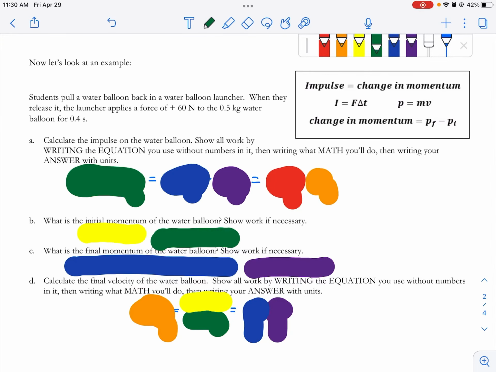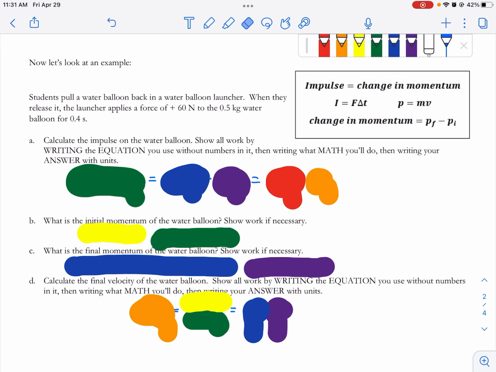Okay, so we're going to look at our example here. It says we've got students pulling a water balloon back in a water balloon launcher. When they release it, the launcher applies a force of 60 newtons to the 0.5 kilogram water balloon for 0.4 seconds. So the first part wants us to calculate the impulse on the water balloon, and we're going to show all of our work. So we're going to start with the equation.